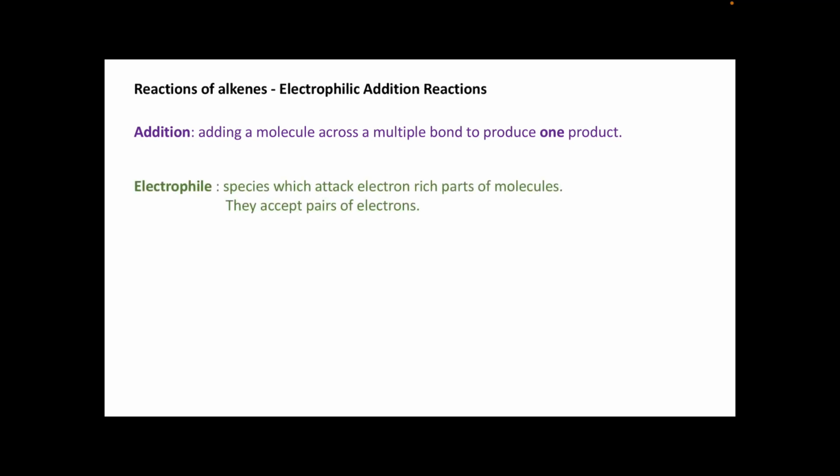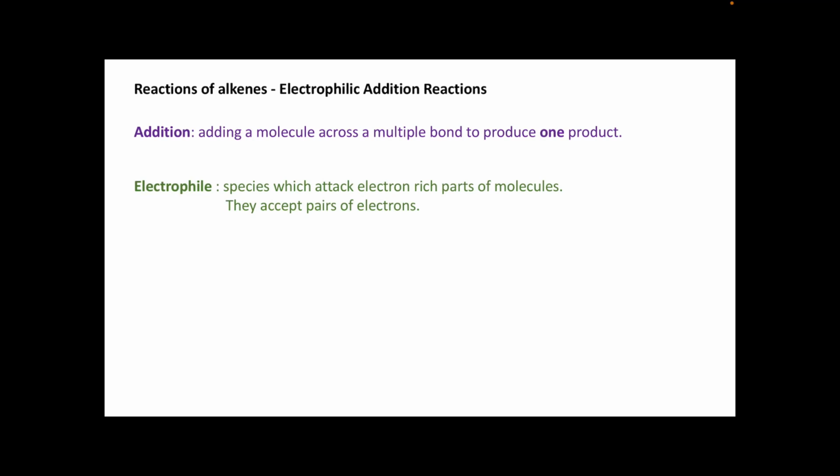Now we're going to move on to the bulk of this section, which is all about the reactions of alkenes. Alkenes undergo electrophilic addition reactions. So we'll break that down. Addition is when you add a molecule across a multiple bond to make one new product. And an electrophile, you should know from previous work, is something that is wanting electrons. So they are chemical species which accept pairs of electrons.